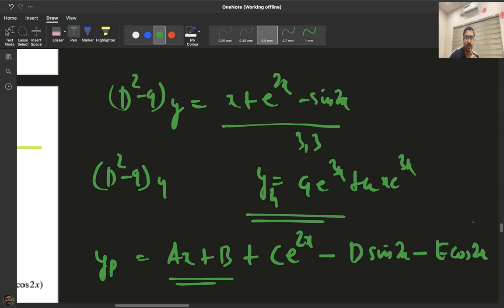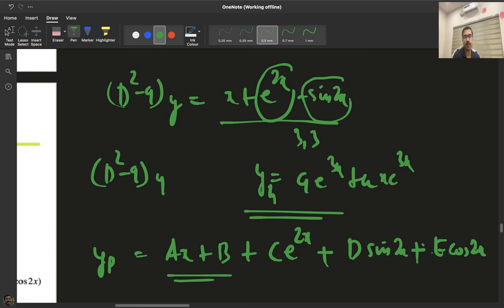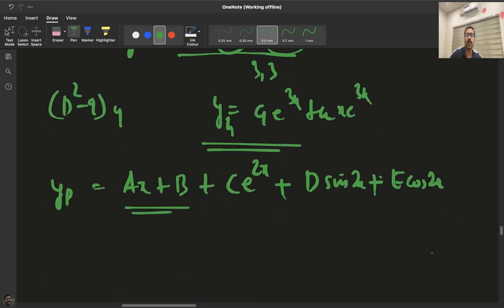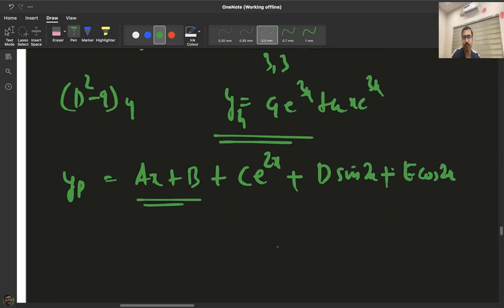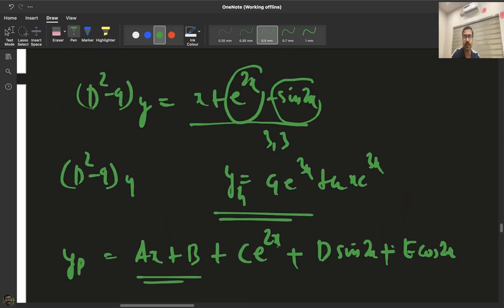Why is it so? For e raised to 2x, the form would be c e raised to 2x. For sin 2x, the form would be a sin 2x plus b cos 2x, and because d and e are constants, no issues there. So I'll simply write d sin 2x plus e cos 2x. So this is your yp. I hope it is clear. For each term you are writing the corresponding function. Once you have assumed this, you substitute it everywhere.